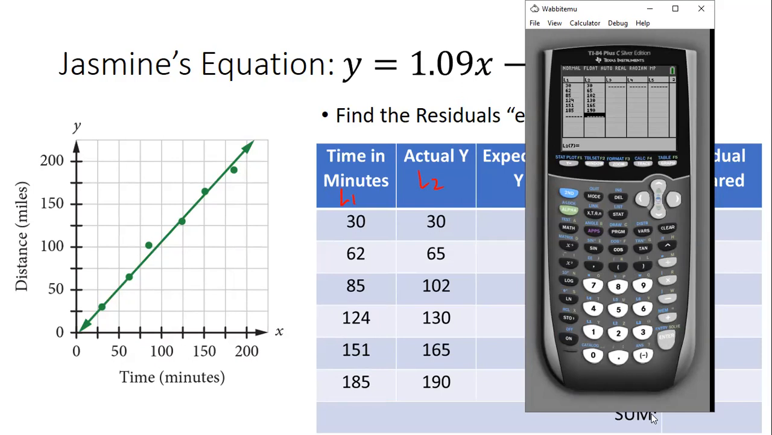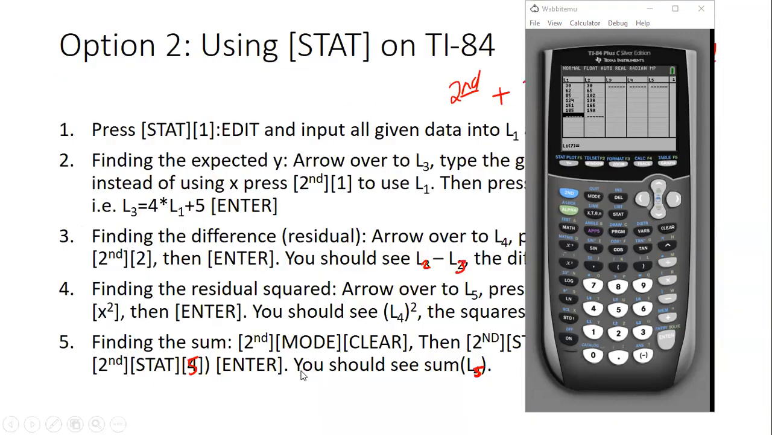Okay. All right. After we've done that, step 2 says we're going to find our expected Y values, right? So looking at step 2, it says find expected Y's. It says that you're going to arrow over to L3. When it says arrow over to L3, you're literally going to go to L3. You want to make sure that L3 is bolded. And you're going to type in your given equation. However, instead of typing in X, we're replacing our X with L1. That's because we're telling the calculator that we want to use these values in the equation. Does that make sense?